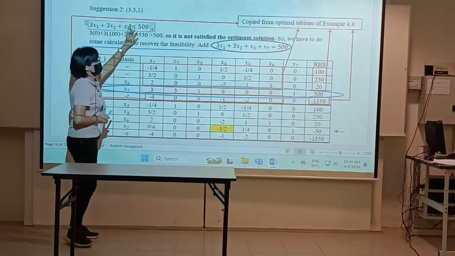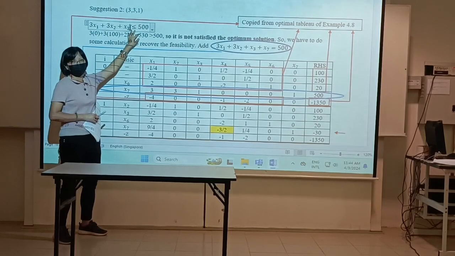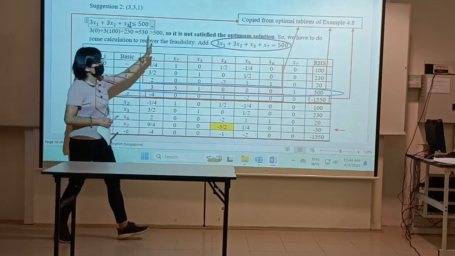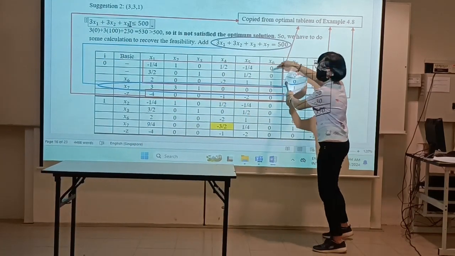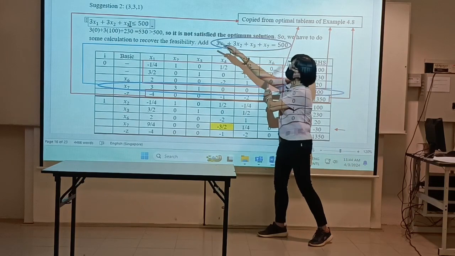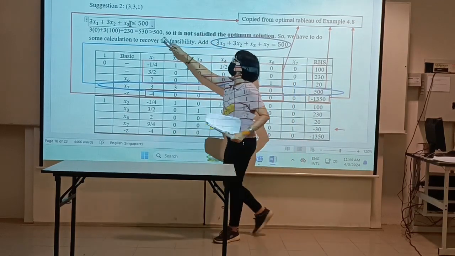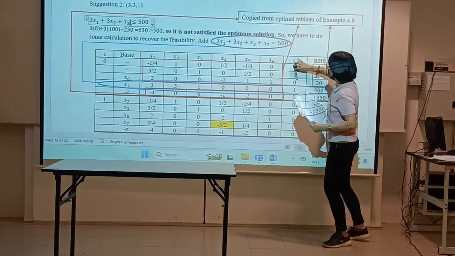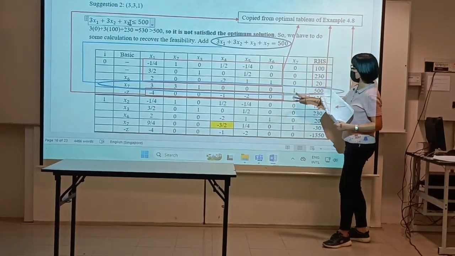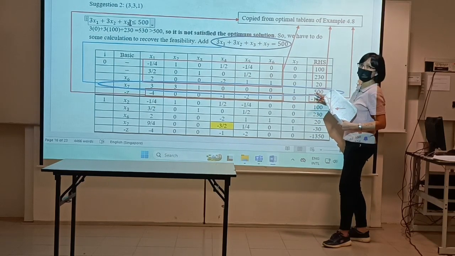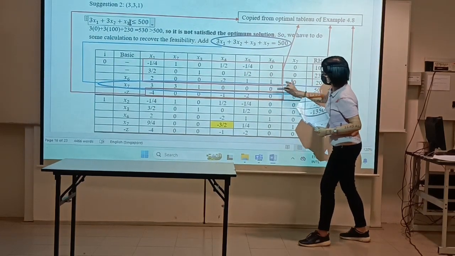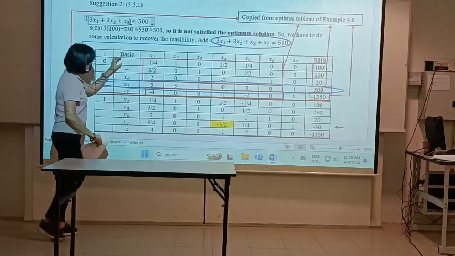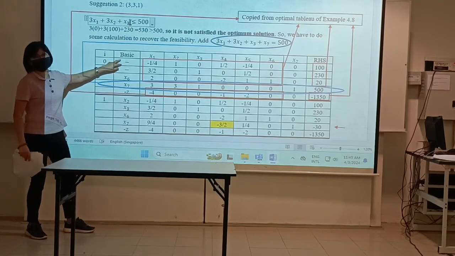If you want to change to standard form, of course we have to add in a slack variable. If you scroll up to the optimal table of example 4.8, I think it only involves up to the x6 column. Right now, due to the newly added constraint, we have to add in a slack variable to make it standardized. So that's why we have to add in one more column, x7. So it's 1, which equals 500. Once you add in this new constraint, you will see that it causes the first two rows to not have a basic variable.